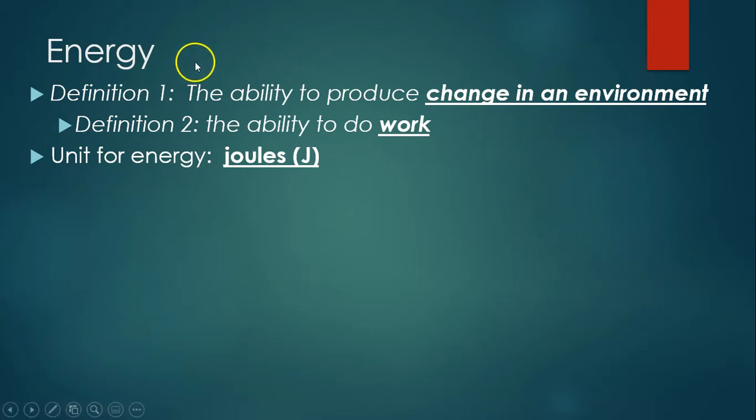So definition number one, energy is the ability to produce change in an environment. That sounds almost like a biological definition, and indeed it is. If an organism wants to live, it's going to have to find a way to modify the environment it lives in to some extent in order to make its chances for survival better. But you can't do that unless you have energy.